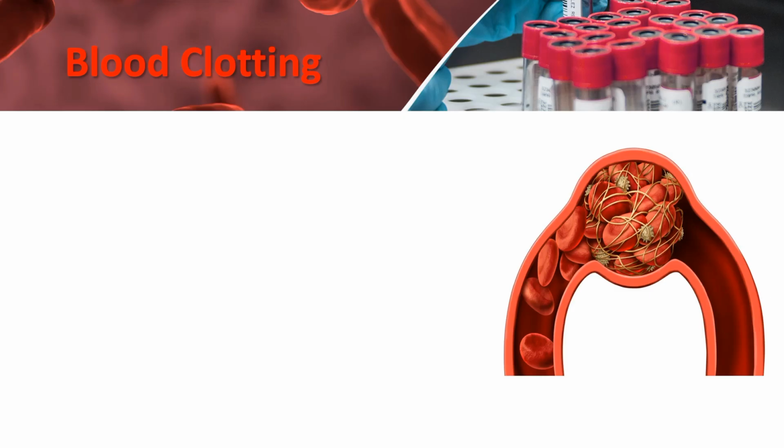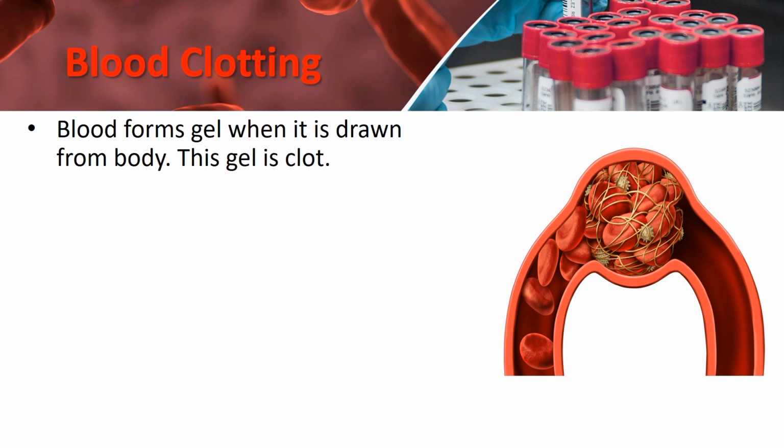Now we will talk about blood clotting or blood coagulation. It is the third mechanism of hemostasis. Blood remains in its liquid form as long as it stays within its vessels. If the blood is drawn from the body, it thickens and forms a gel. Eventually, this gel separates from the liquid. This gel is called a clot.